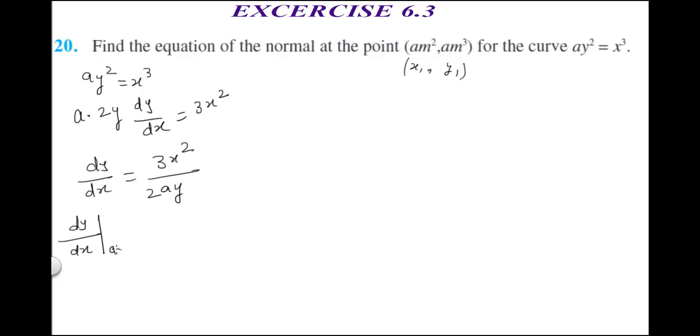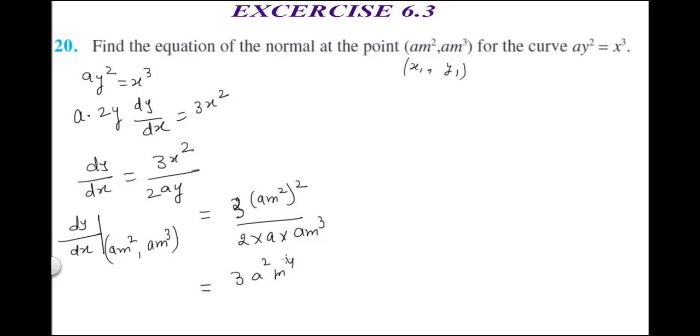At the point am square comma am cube. These are the points given. So let us put instead of x as am square, it is 3 into am square whole square divided by 2 multiplied by a multiplied by y. The y value is given as am cube. So what do we get? 3a square m to the power 4 divided by 2a square m cube. A square gets cancelled, m to the power 3 gets cancelled. We are just left with 3m by 2. So this is the slope of tangent.